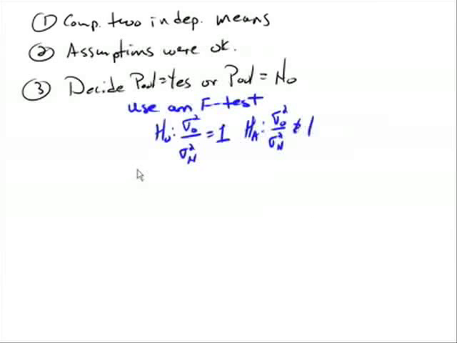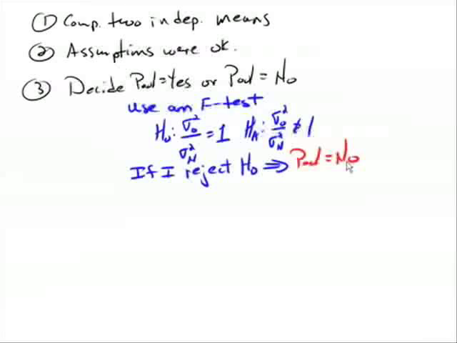Now, if I reject H naught, rejecting it says that they're different. Well, if they're different, we will not pool. That would imply that pool equals no. And the only reason we're doing an F test here is to make this decision, to pool or not.